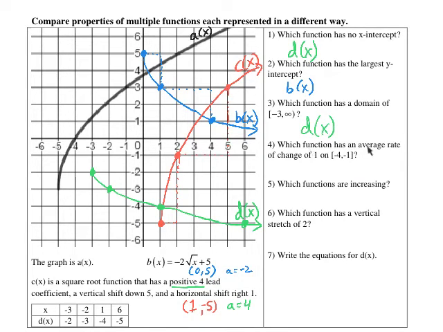Next, which function has an average rate of change of 1 on -4 to -1? All right, so from -4 to -1, where would that interval be? From -4, it's right there, to -1. That's my interval. So we're looking in this little interval right here. First of all, we have to think which graphs actually exist in that interval. Well, the only one is the black one. Isn't the black one the only one that even exists in that interval?